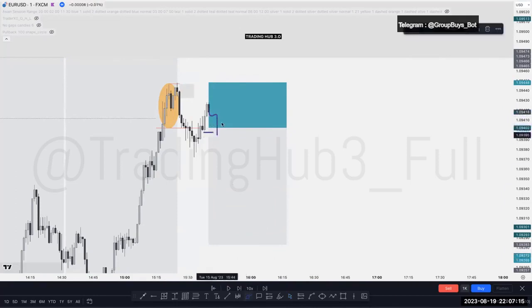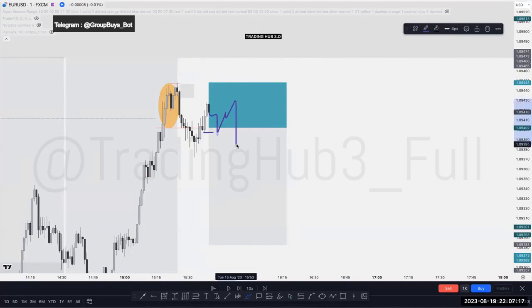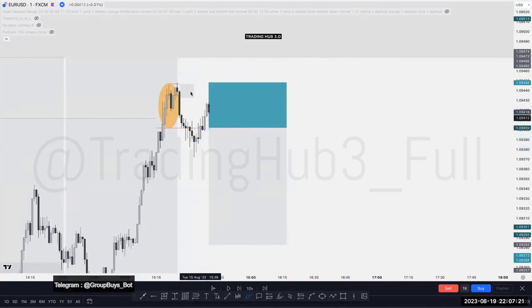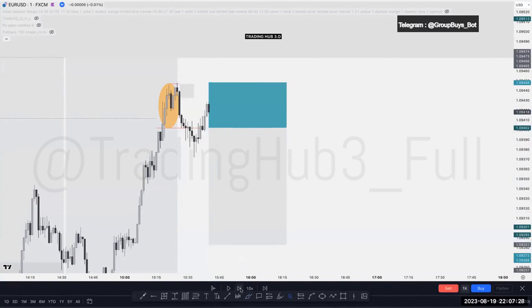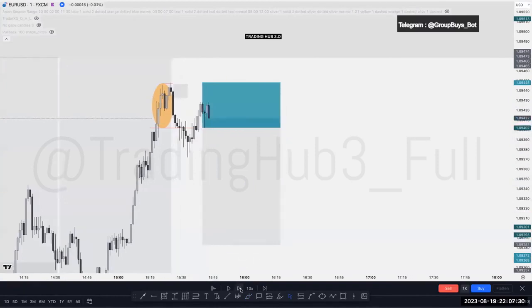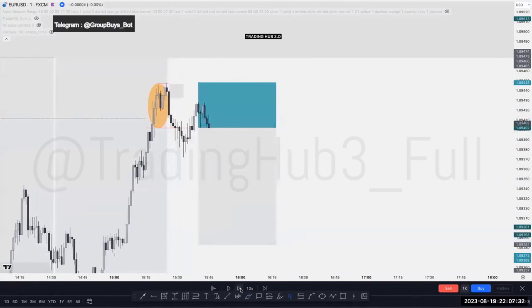This is an internal structure sweep here, creating an inducement, and we can enter here for the sell. So this is a next possible entry, and this is a first entry here, and next entry here, and this one is a third possible entry here for the sell. So let's see what happened next here. Okay, let's wait for it to mitigate this one.